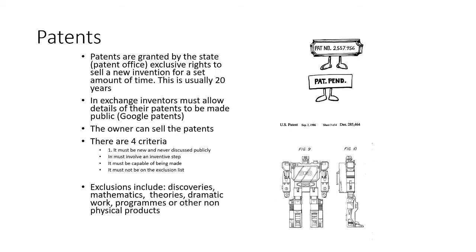So there's a list of things that are not allowed to be patented. That can be things like discoveries, because you haven't come up with something, you've just discovered something. Mathematical equations, theories, dramatic works, programs, or other non-physical products.